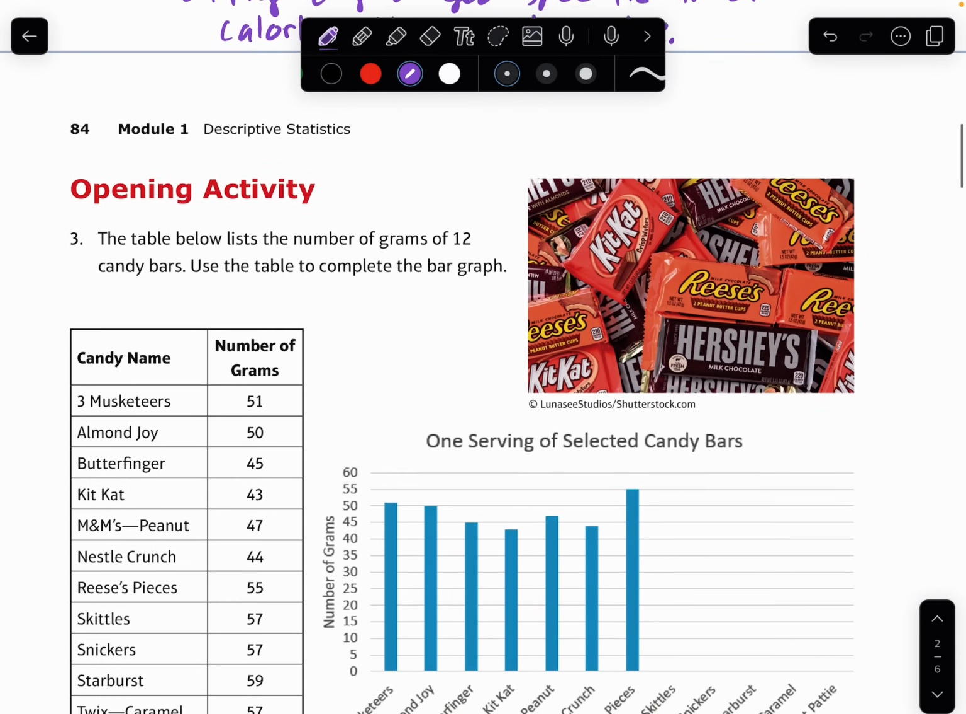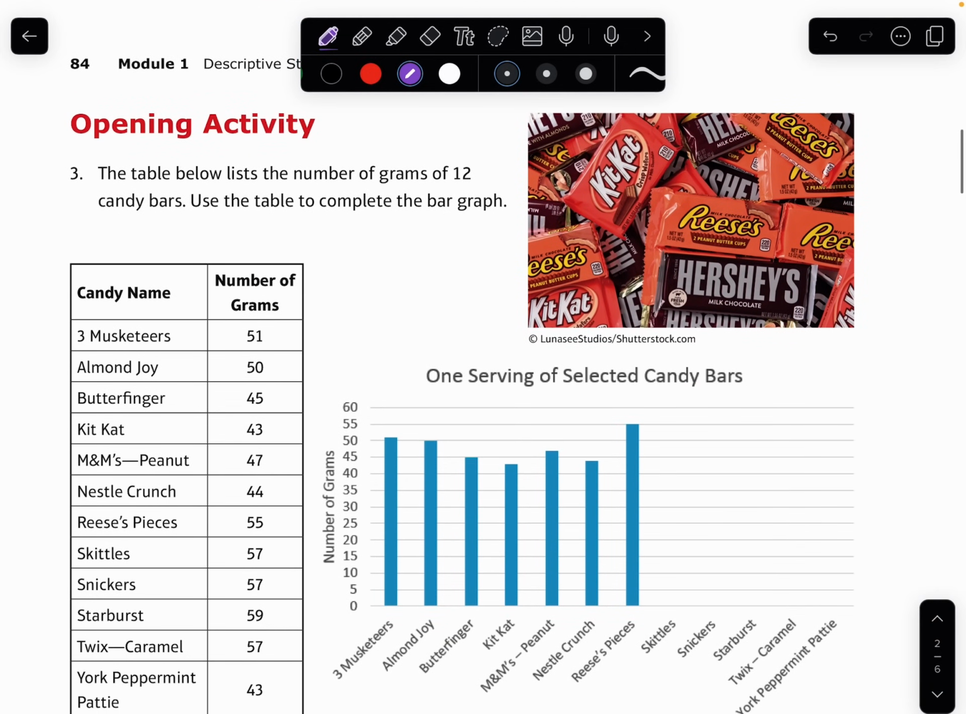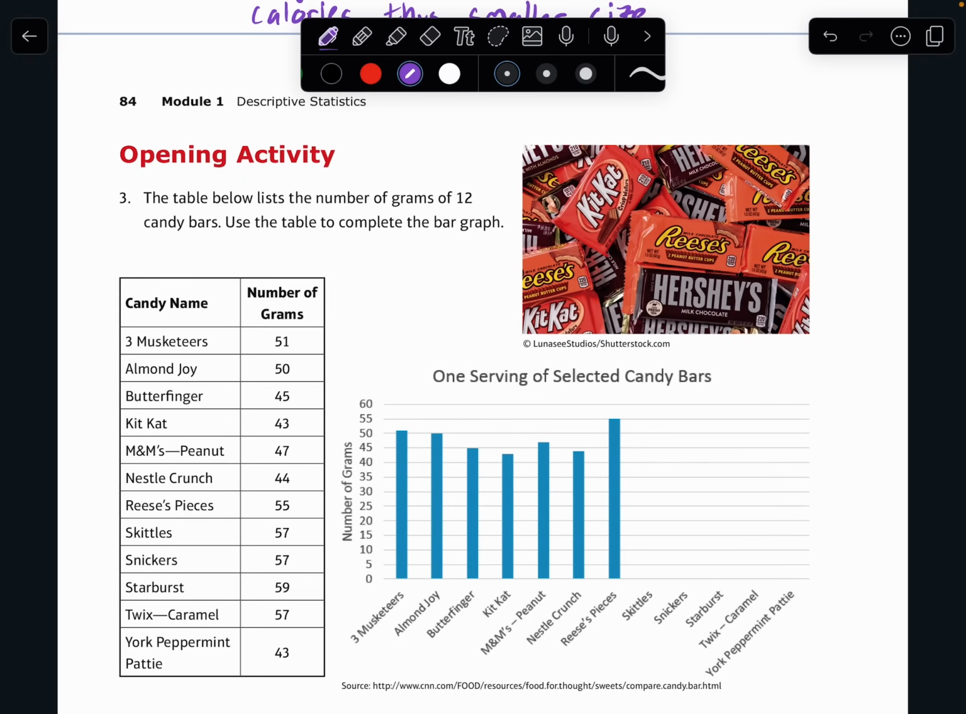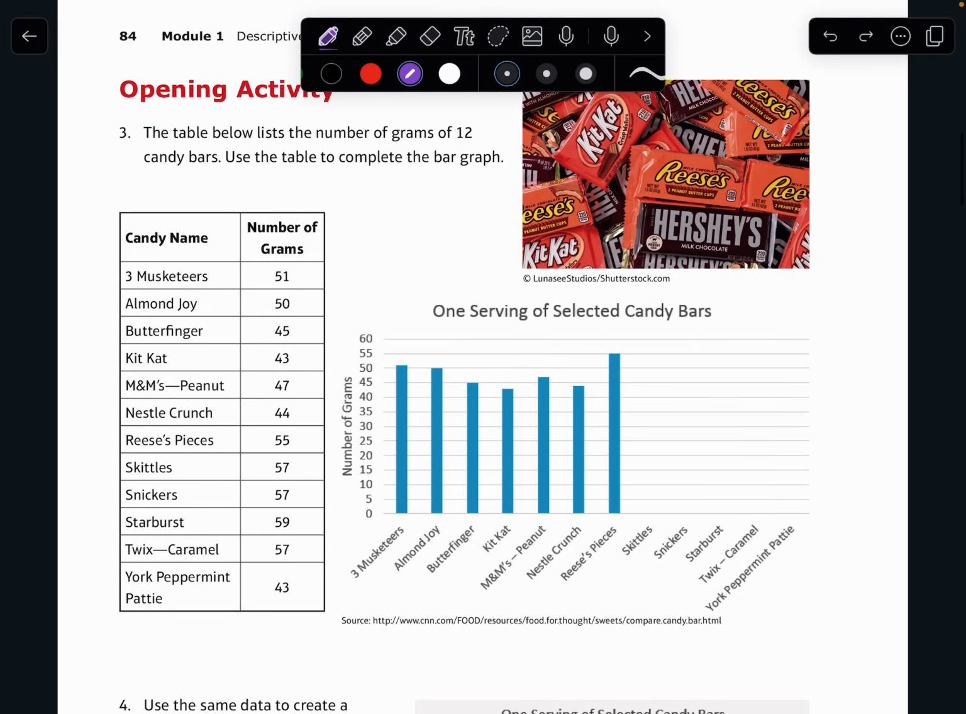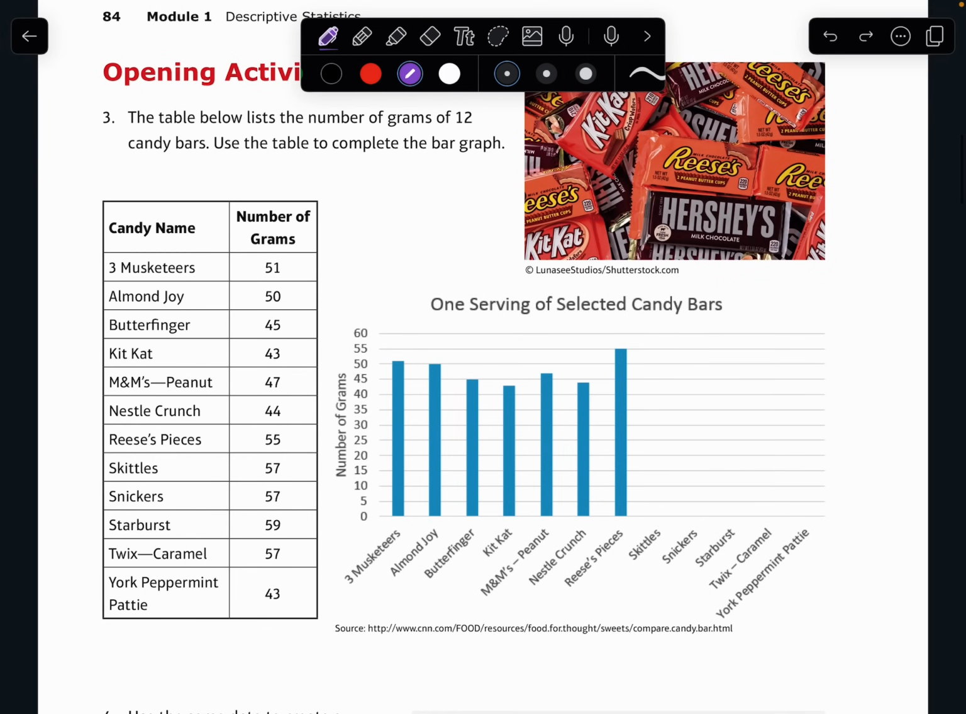All right, so let's move on to the opening activity. So we're given more candies. Number 3 says the table below lists the number of grams of 12 candy bars, which we can see over here in the purple circle. Use the table to complete the bar graph. Okay, so we're given the bar graph. We have the Three Musketeers, the Almond Joy, and all the others. We're supposed to complete the rest of this, so let's go ahead and complete all of that.